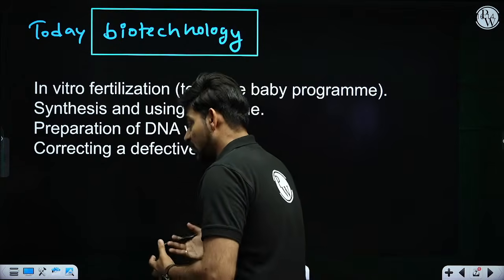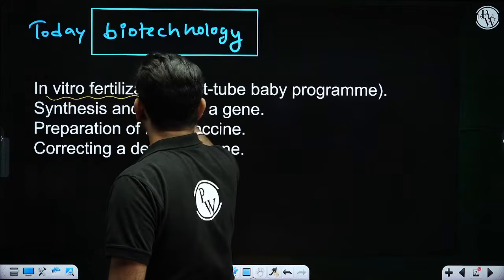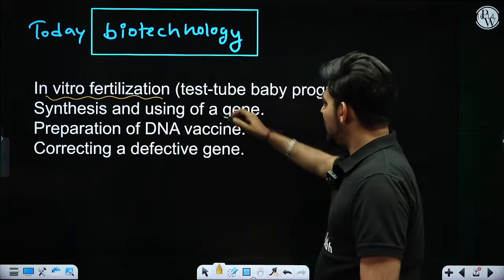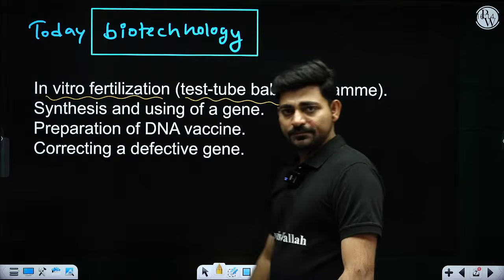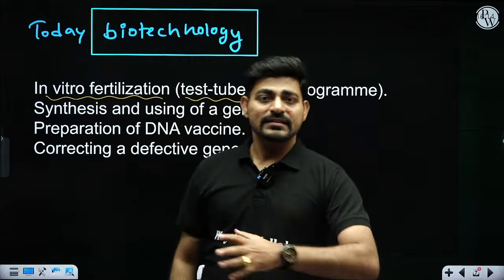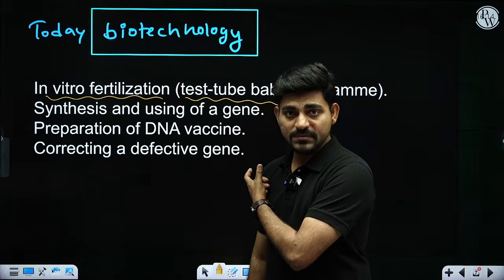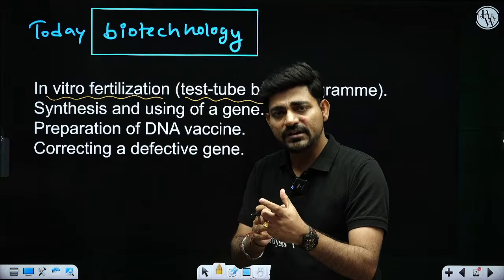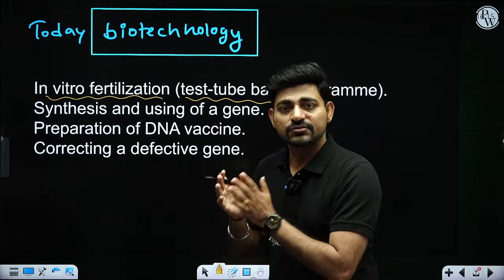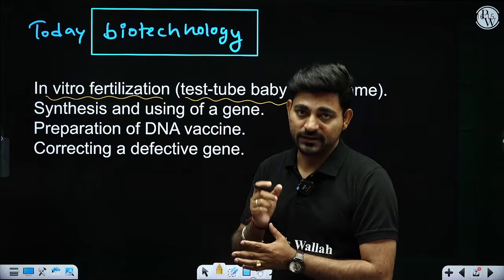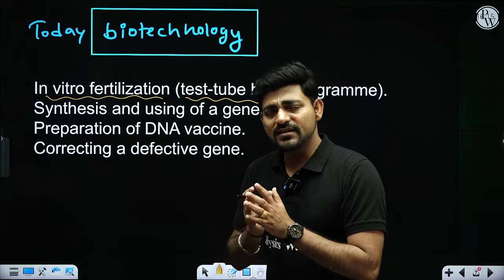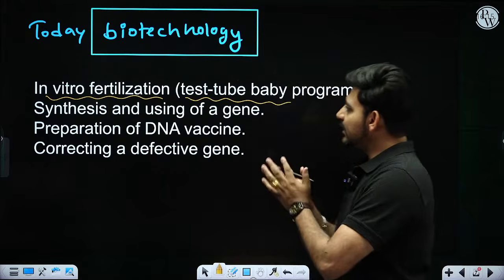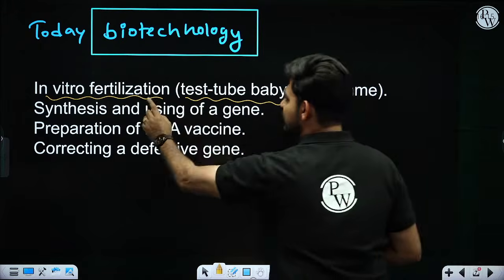So for modern day biotechnology, we talk about in vitro fertilization. That means fertilization outside the female reproductive system, and thus the test tube baby program is there. We already studied that we need the help of the test tube baby program in the ART process, right? If you studied the chapter Reproductive Health, the last topic is assisted reproductive technologies. It means an infertile couple, if they want to get a baby, they have to take help of biotechnology through in vitro fertilization.